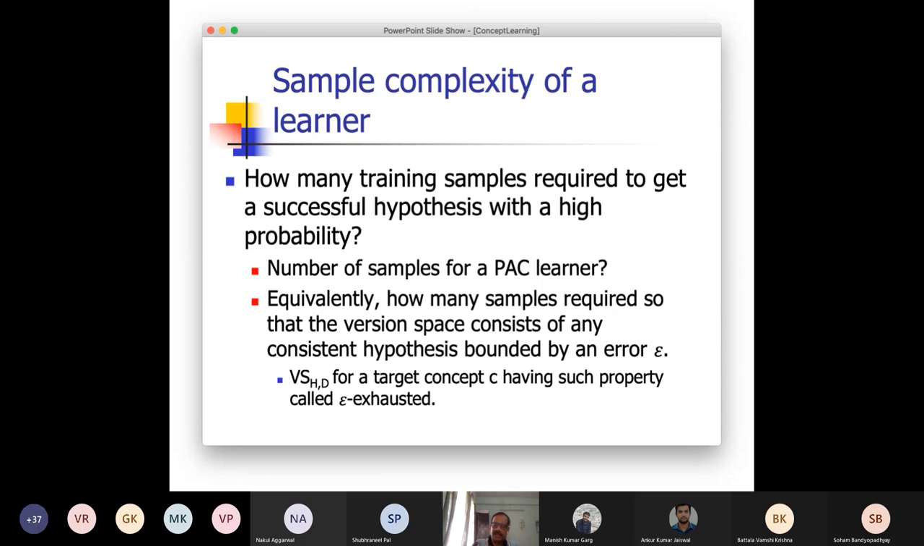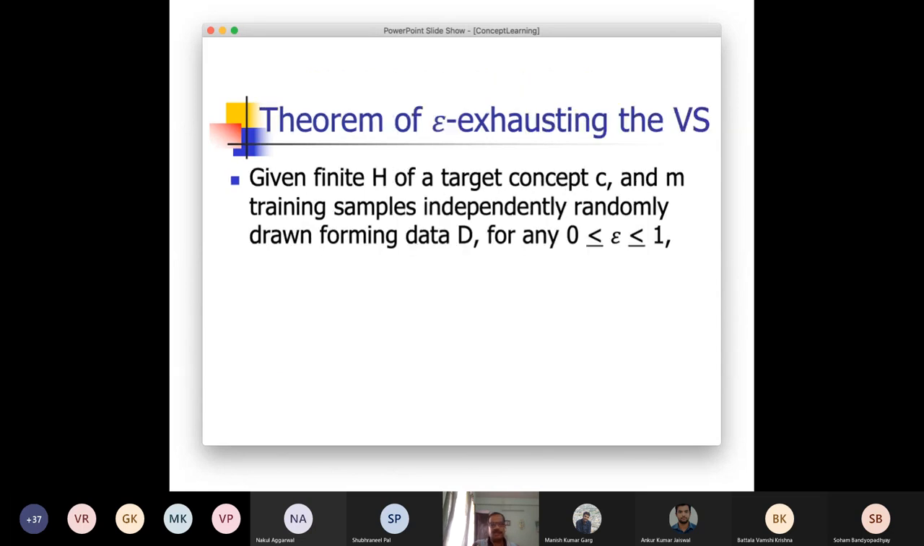Actually, all hypotheses in a version space have to have this property. For a target concept C having such a property, that version space is called an epsilon-exhausted version space. So every hypothesis in the version space has this property.